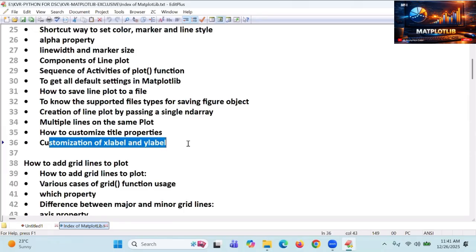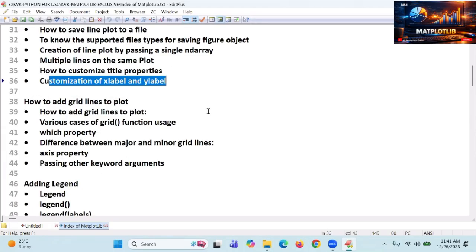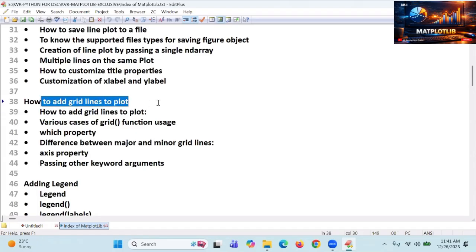They are very simple. They are all very simple. If I go to Power BI, I never write the code. Directly I will go on clicking something so that the output will be coming. Next, how to add grid lines to the plot.